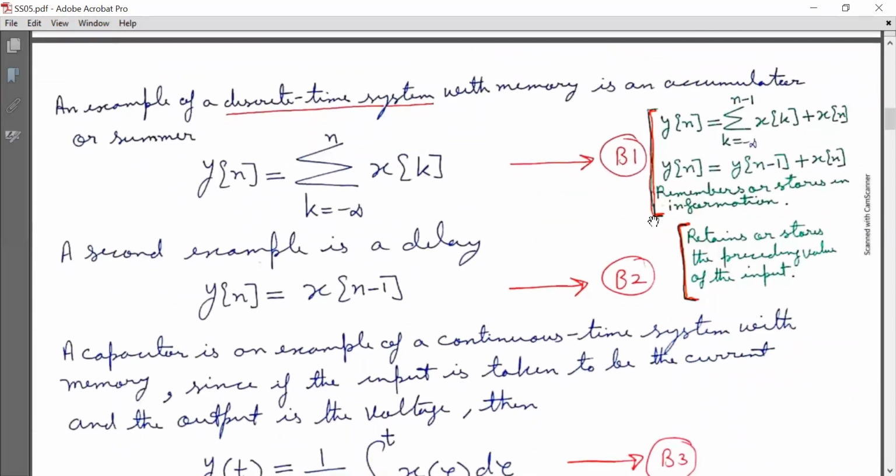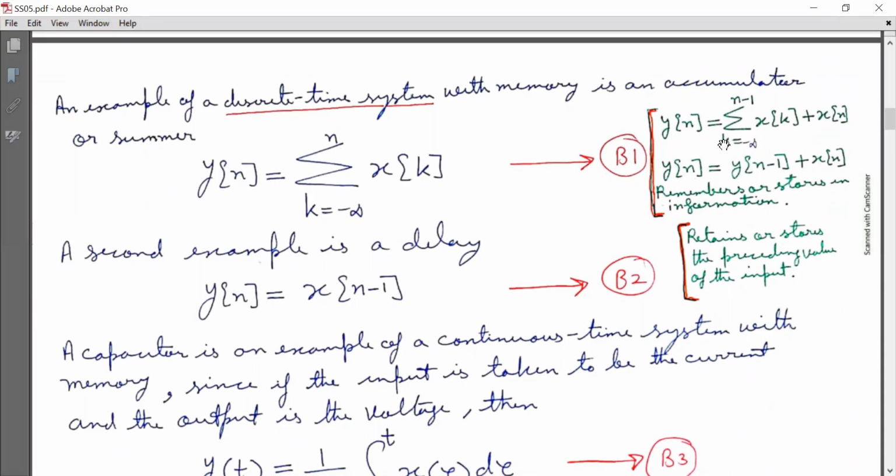An example of a discrete time system with memory is an accumulator or summer. Now y[n] is equal to the summation over k running from minus infinity to n of x[k], mark it as equation B1. This is the equation for the accumulator. Now I am going to simplify this equation as y[n] = x[n] + summation over k from minus infinity to n-1 of x[k]. This equation can be rewritten as y[n] = y[n-1] + x[n].